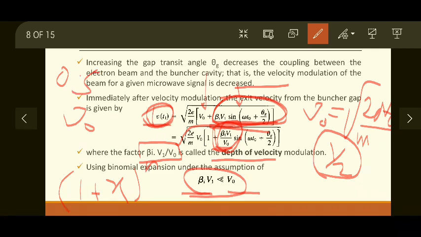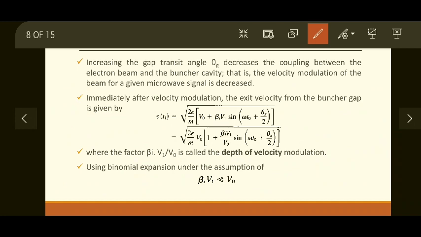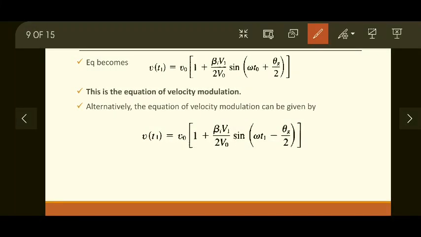0.5 raised to 1 by 2 will be less than 0.5. If it is further reduced, to 1 by 4, then it will be further lesser than 0.25, and so on. So you can ignore the higher order terms. Binomial expansion is used, and this condition is also used to our advantage to ignore the higher order terms. So V of t1 is given as V0 into 1 plus beta V1 upon 2 V0 sin omega t0 plus theta g by 2.